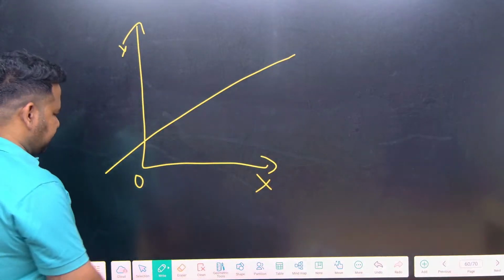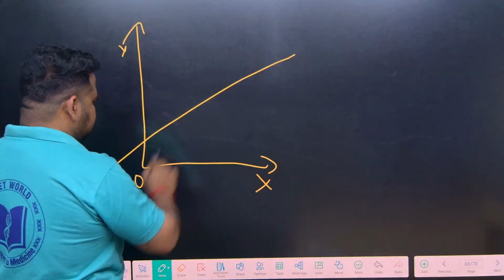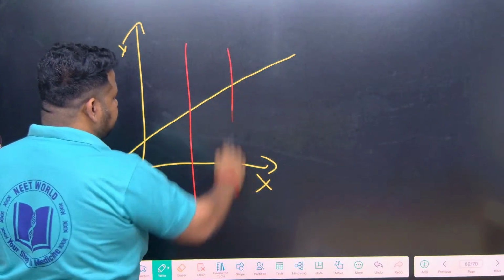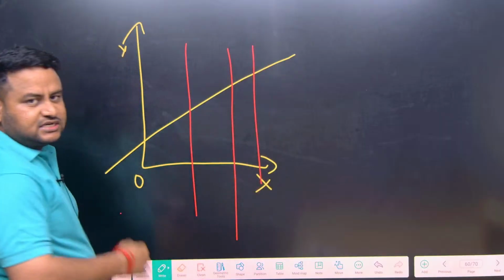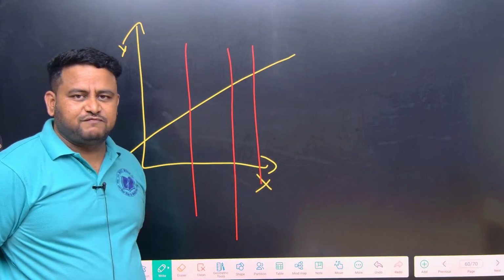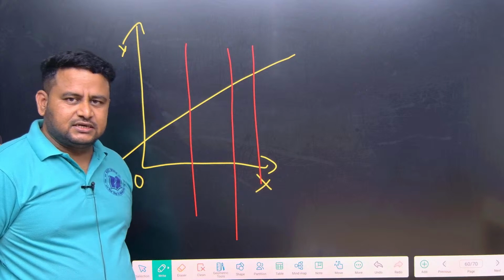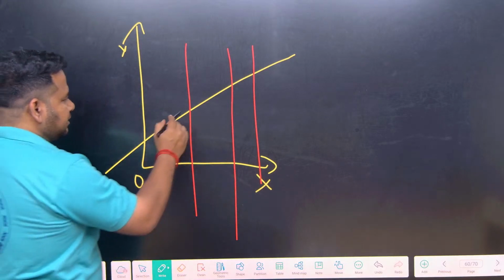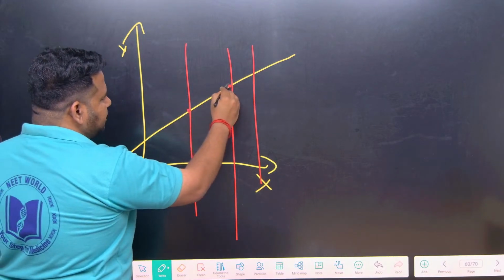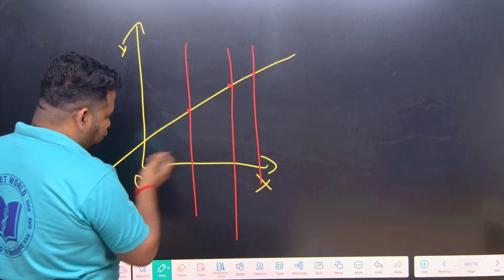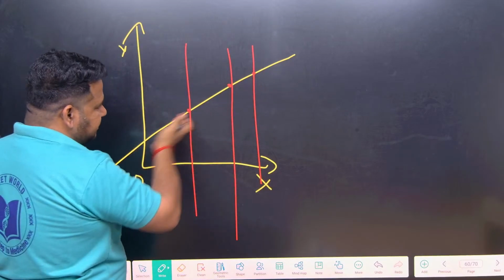Now I draw a vertical line here, and here, and here. Is it a function or not? Tell me. Definitely it is a function because it is cutting only at this point, nowhere else. It is cutting only at this point.